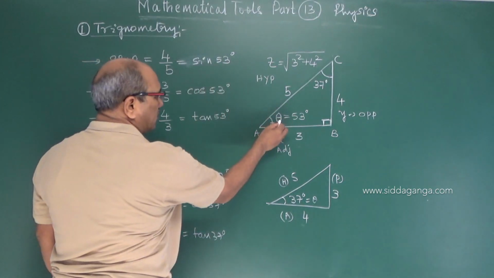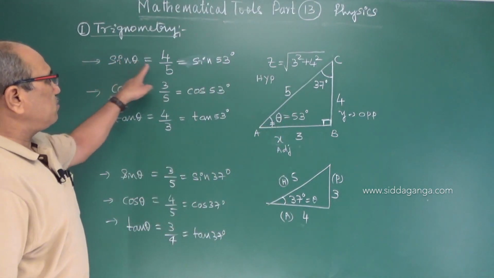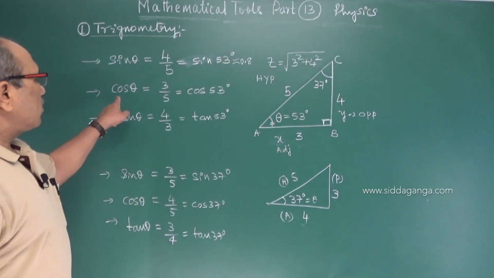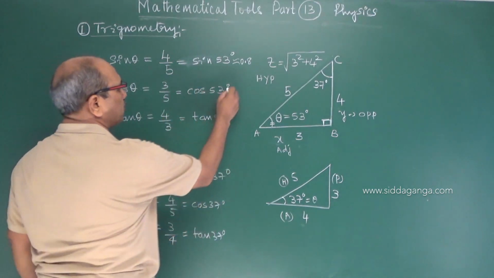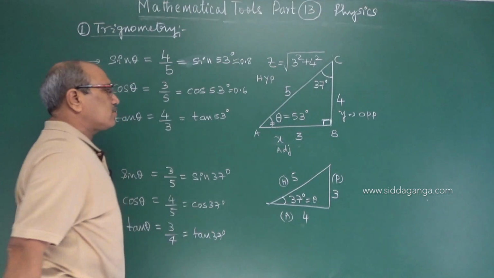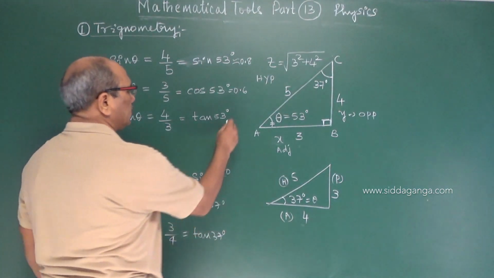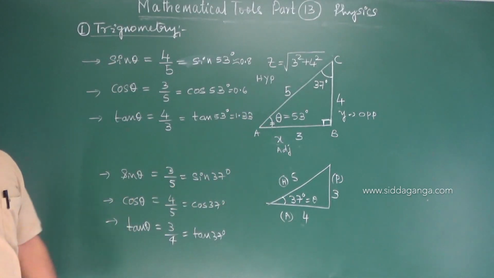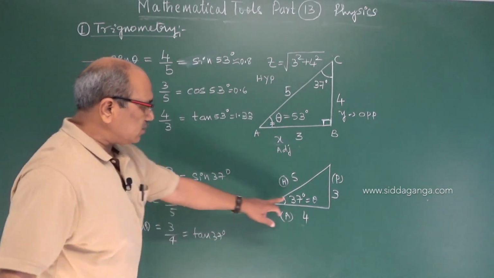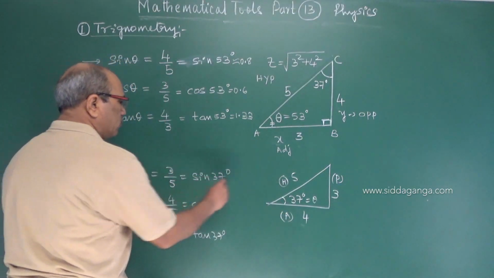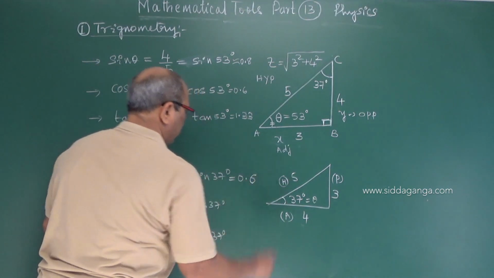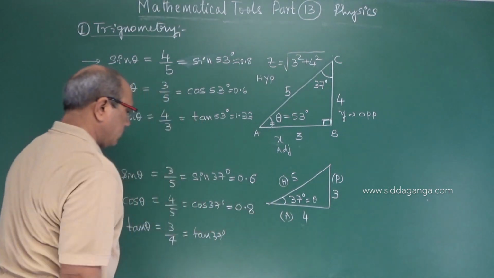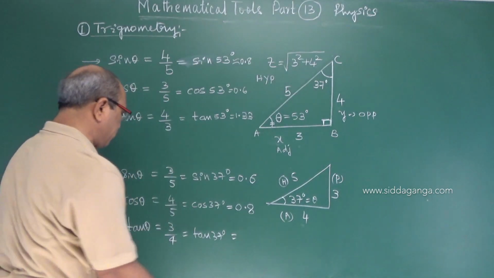So if it is 53 degrees, the sine function becomes almost equal to 0.8. Cos 53, that is 3 by 5, is going to be equal to 0.6. Tan 53 is around 1.33. They are the standard values available. Similarly, if it is 37 and you have to find the values, sin 37 becomes 0.6, and cos 37 becomes 0.8, and tan 37 is 3 by 4.